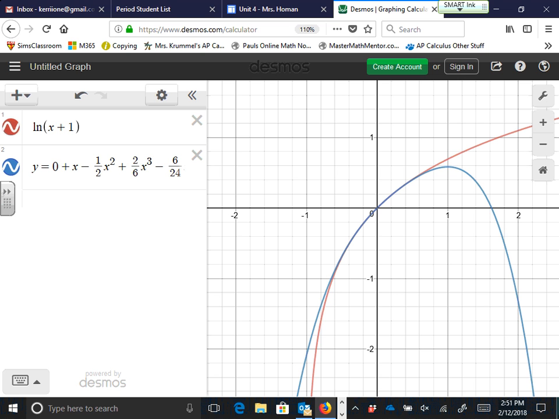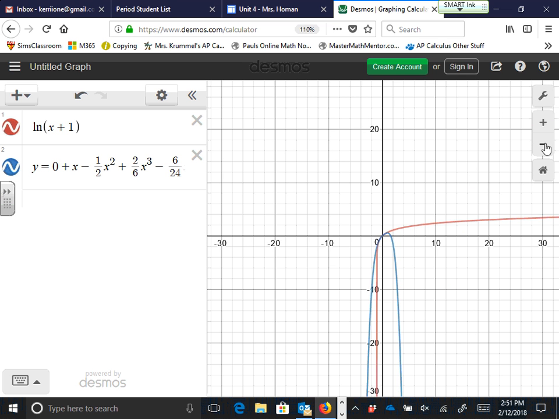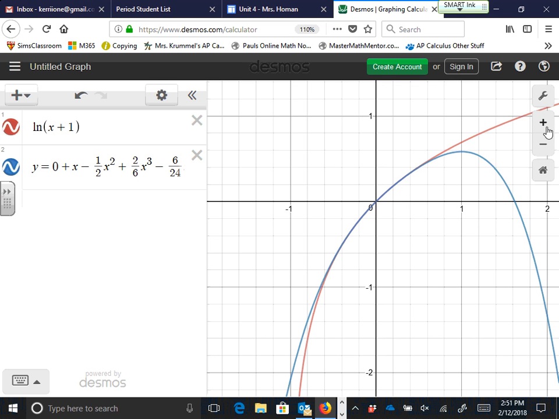What do you think is going to happen as we keep going? Okay, so we can use polynomials to approximate our curve around a particular point. Now, this only works for x equals 0. Okay, but at x equals 0, look at how close those curves are to each other.